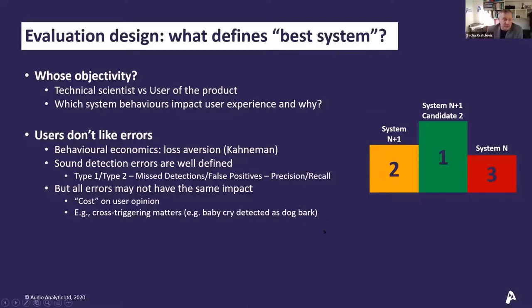But not all errors may have the same impact. So there is a cost on user opinion, which is meant to model those behavioral economics. So cross-triggering, for example, matters. If a baby cry was detected as a dog bark, that's more damaging to the opinion the user is going to have about your system than if you were telling the user, I'm not sure if it's a baby cry or a dog bark.